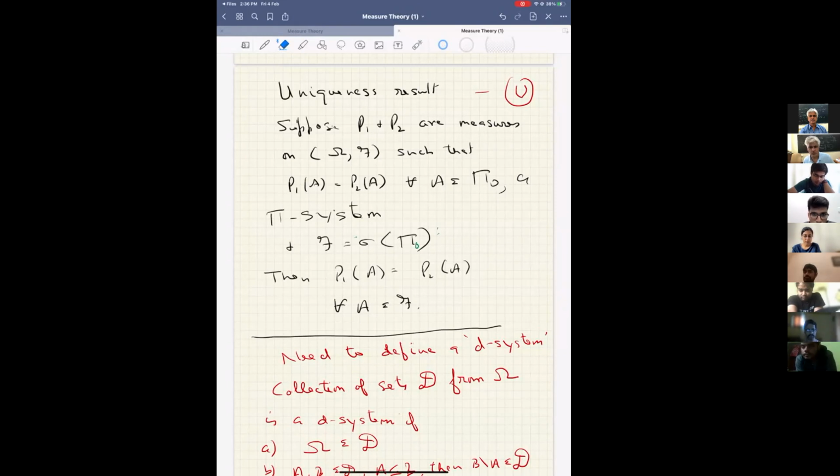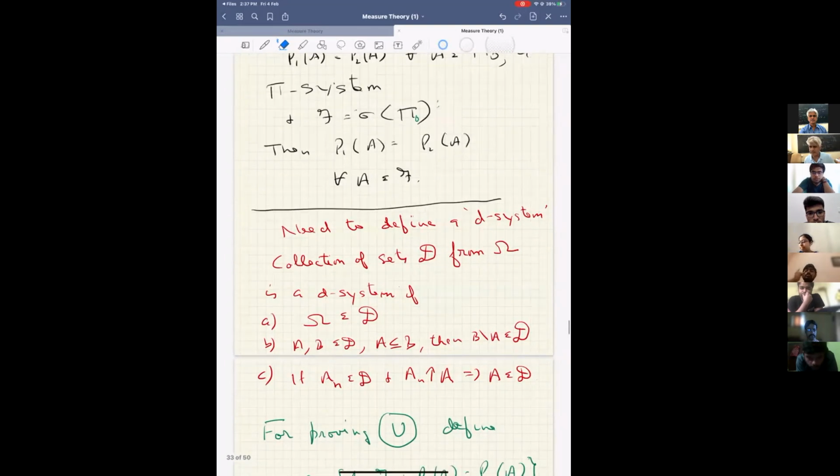So we're good to go. Now if we have P1 and P2 which agree on the pi system, then they agree also on the whole overall sigma algebra. So that's the result. In that sense, the extension from pi 0 is unique. An algebra is definitely a pi system, so from an algebra to the sigma algebra, the extension, if it exists, is going to be unique. This is for finite measures.